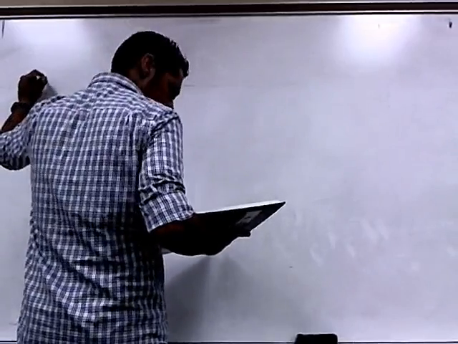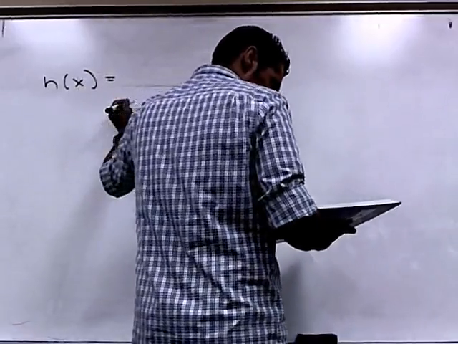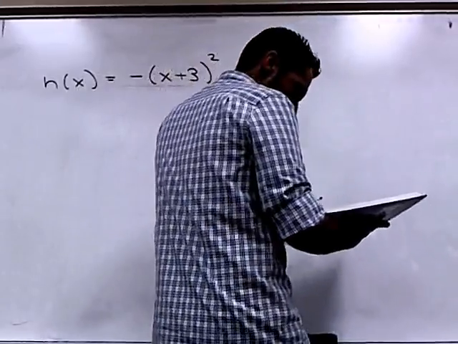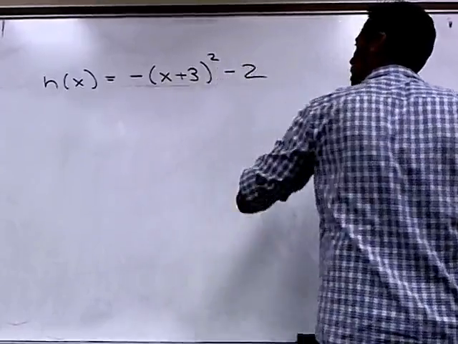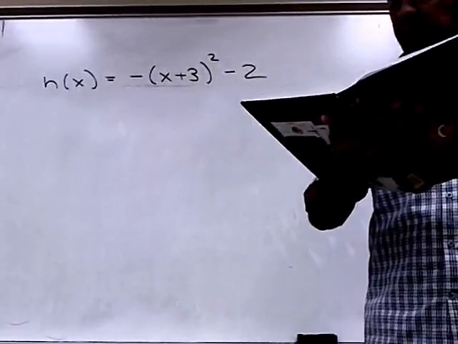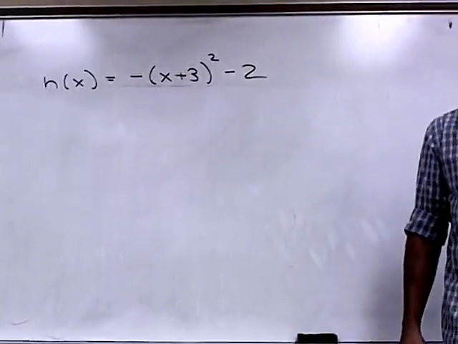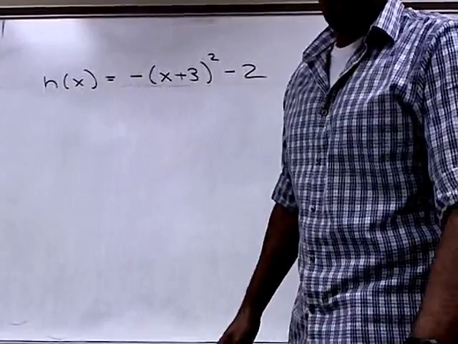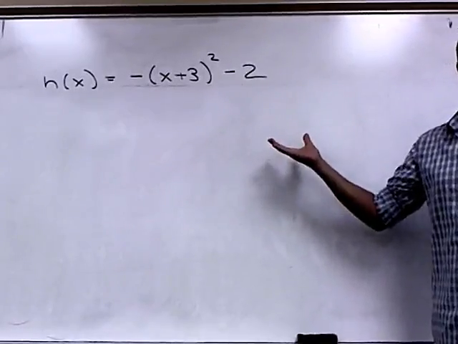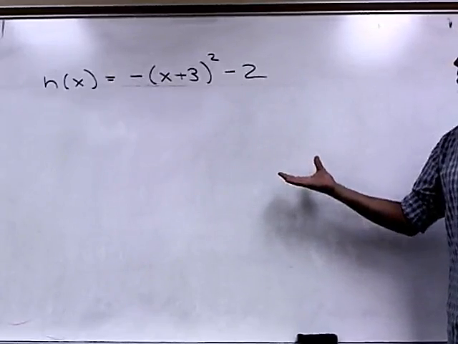How about number 77? Is h of x equals negative, in parentheses, x plus 3 squared, and then minus 2. And the instructions here are to clearly state and indicate the transformations and identify the location of the vertices, initial points, and/or inflection points. Now, the only thing I wanted you to do was do what we did in class, basically. Move things around. Right, just show me the transformation of this.